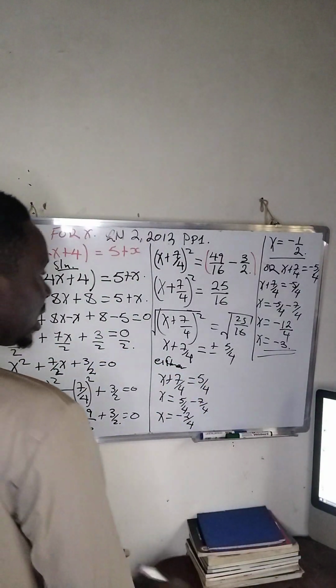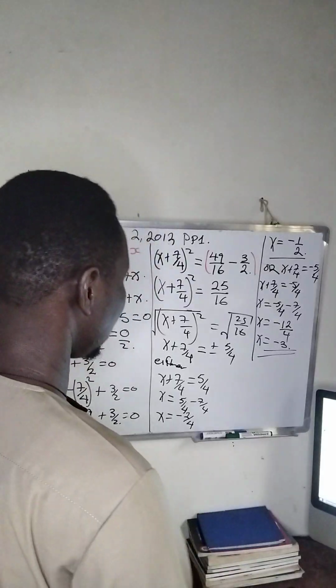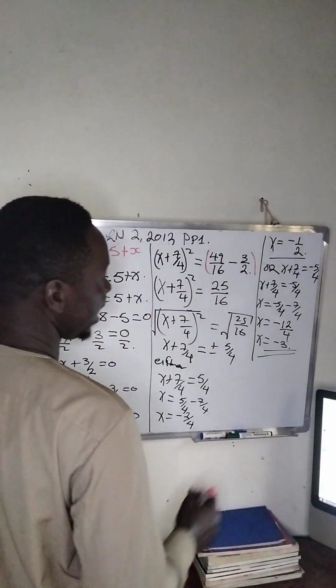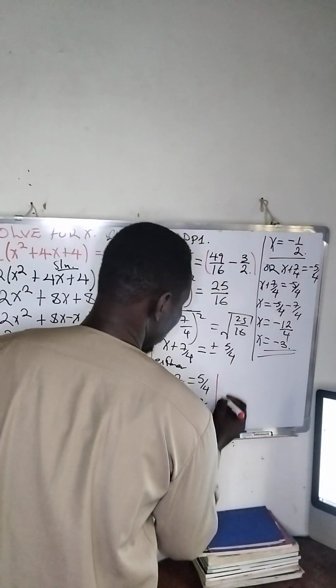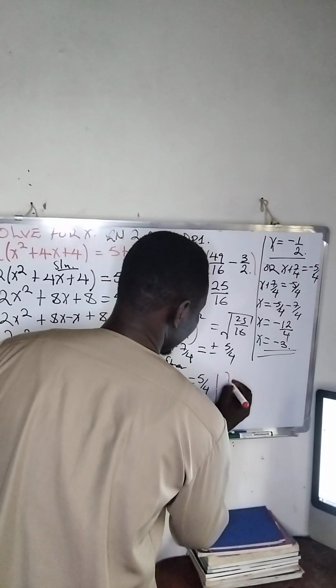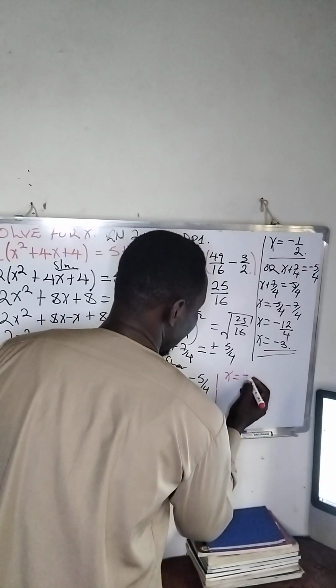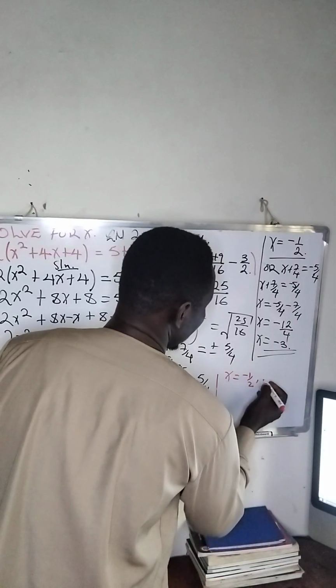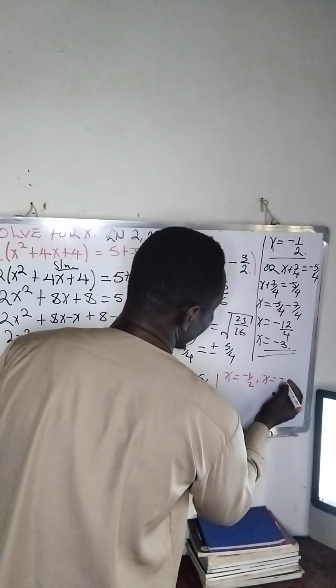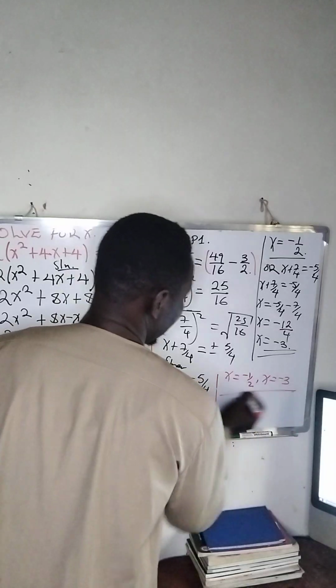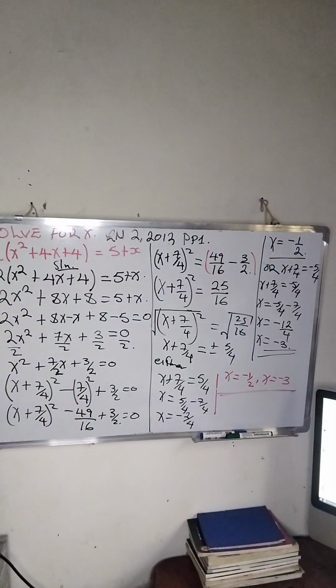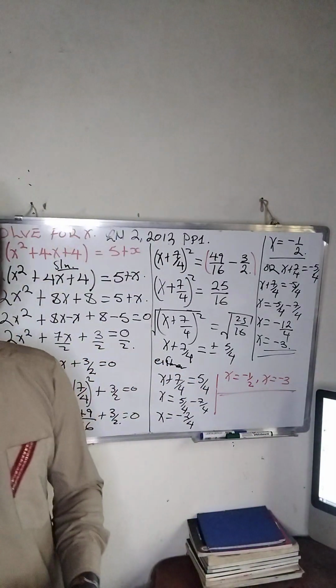Now, that is the way we solve these numbers using completing the square. That's why here we can say, therefore, our value of x is equal to minus a half, or our x is equal to minus what? Minus 3. That is the way we handle these numbers.